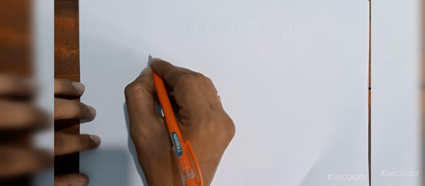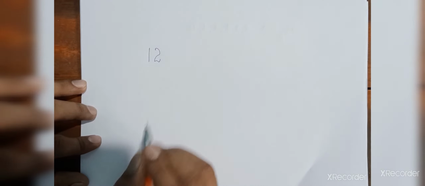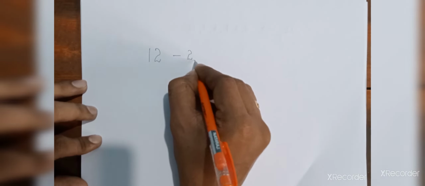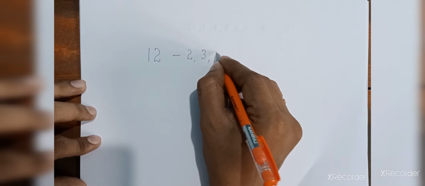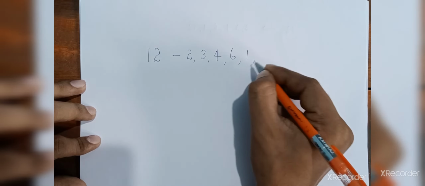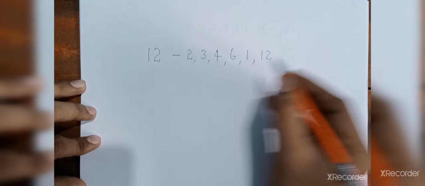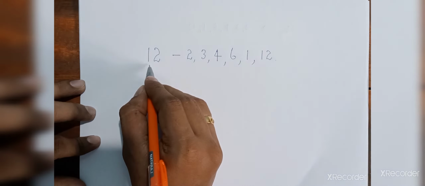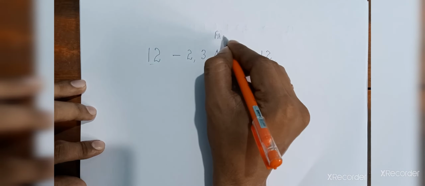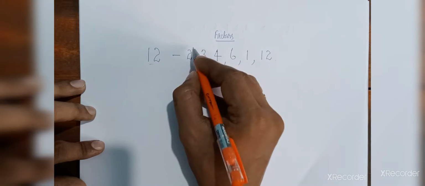First of all, let's see what are factors. For example, we can take the number 12. 12 can be divided by 2, 12 can be divided by 3, 12 can be divided by 4, 12 can be divided by 6, 12 can be divided by 1 and by the number itself, 12. So all these are known as the factors of number 12. Clear? So these are factors of number 12.